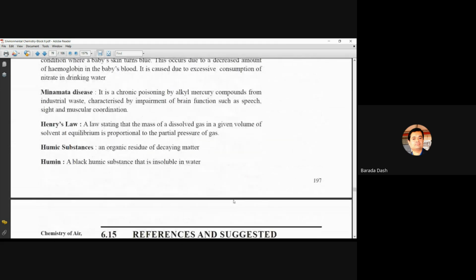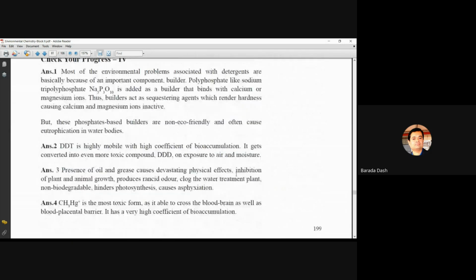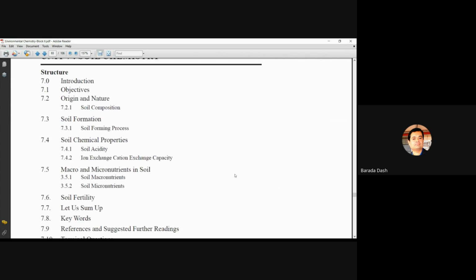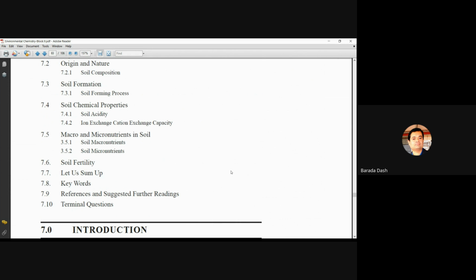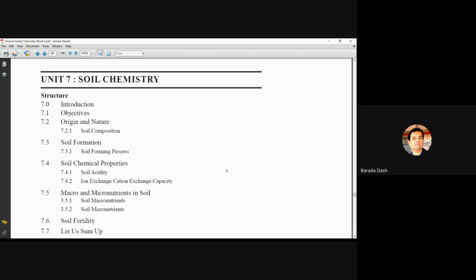So with this, I think we are done with the water chemistry. Now we will go to the next part, soil chemistry. Soil chemistry is about origin and nature of soil, soil composition, soil formation, soil chemical properties, soil acidity, ion exchanges, cation exchange capacity, macro and micronutrients in the soil, and then soil fertility. So these things are there in soil chemistry.